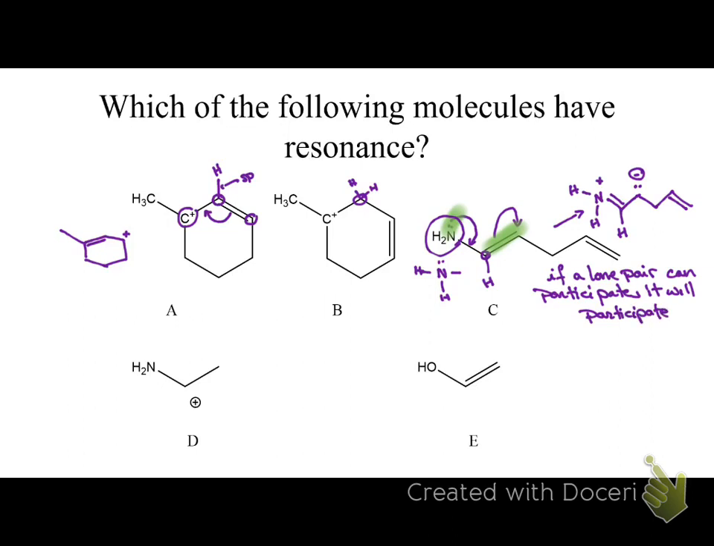Ultimately, the reason for that is it's more stable that way. If it can delocalize its electrons, the structure will be more stable. So that almost always happens. Now, we talked about major and minor contributors the other day. It's not necessarily a major contributor, but it's a contributor. It helps with the stabilization.